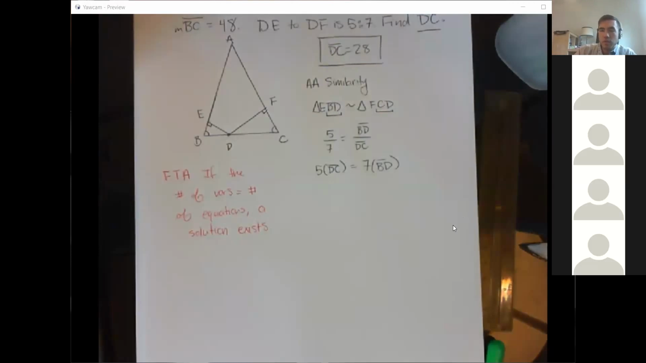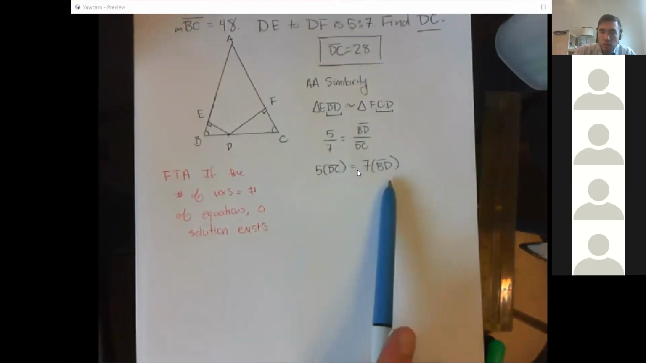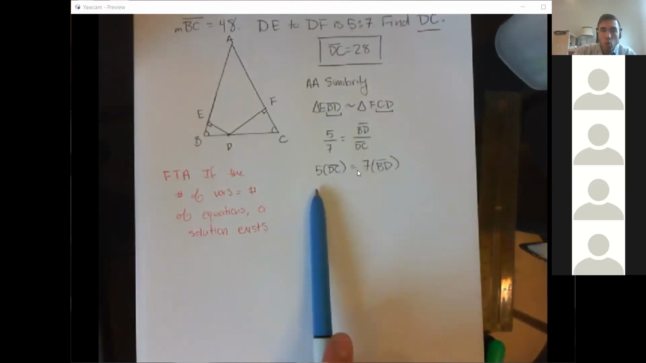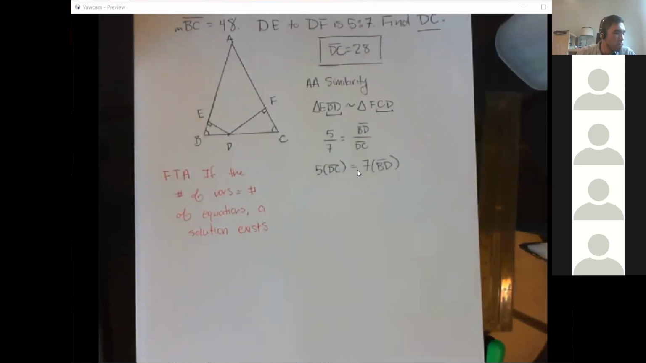Nonetheless, the Fundamental Theorem of Algebra says that the number of variables has to be equal to the number of equations. And if we find ourselves right here with two variables, DC and BD, it either means that one of these we need a number for, or we're going to need a second equation. What is the second equation that we can generate?